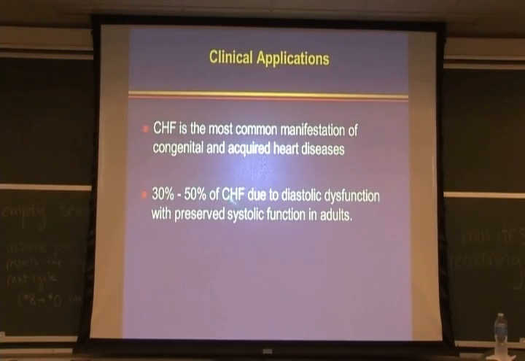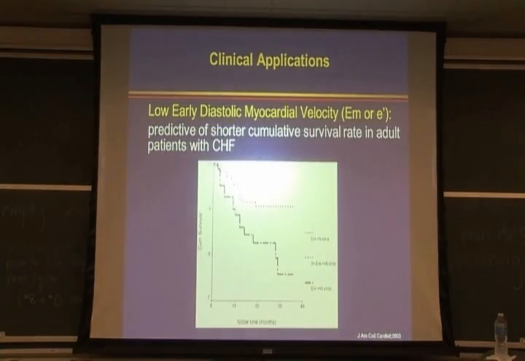manifesting heart dysfunction. About 30 to 50% of patients have diastolic dysfunction, and most of them may not have systolic dysfunction, but they have some degree of both systolic and diastolic dysfunction. So by applying tissue Doppler, we have seen, at least in large clinical trials, that you can measure the myocardial velocity, and early diastolic velocity in this case was a very strong predictor of the survival rate in adults with congestive heart failure.